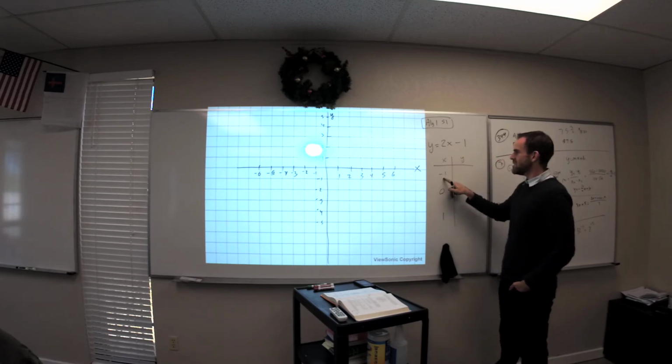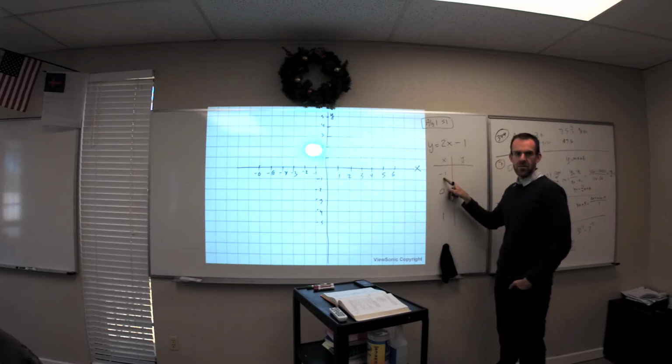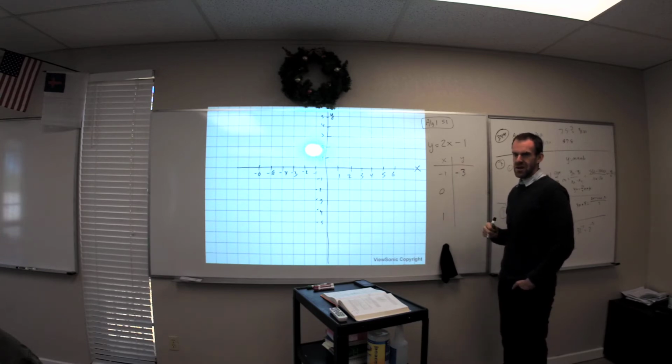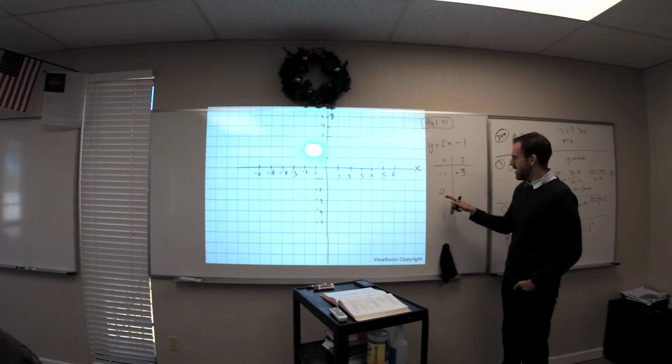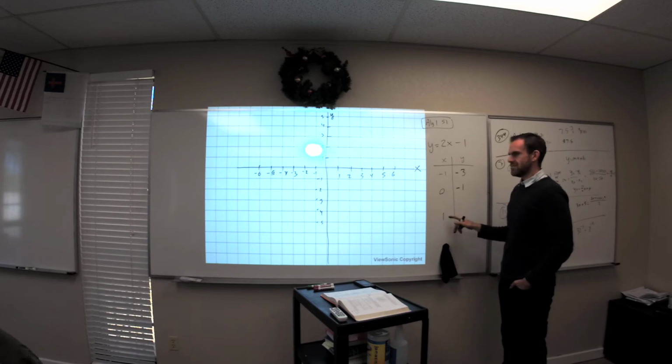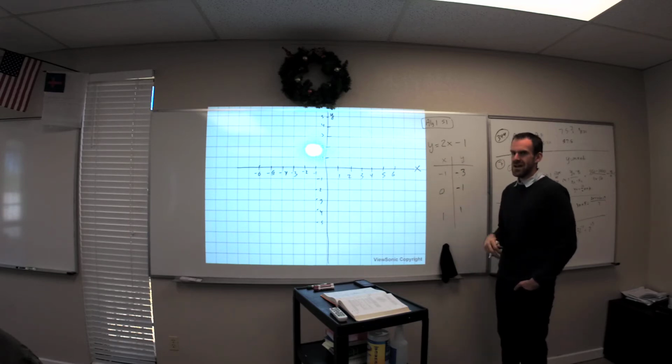What is 2 times -1? -2. -2 minus 1 is -3. Now let's plug in 0. 2 times 0 is 0, minus 1 is -1. When I plug in 1, what do I get? 2 times 1 is 2. 2 minus 1 is 1.